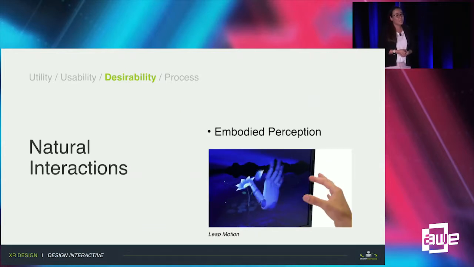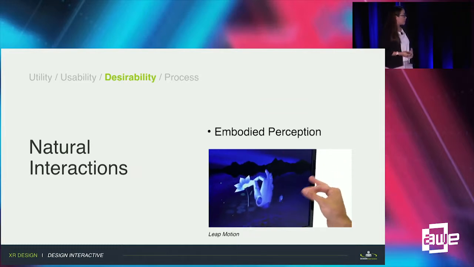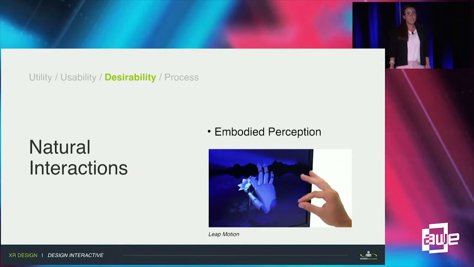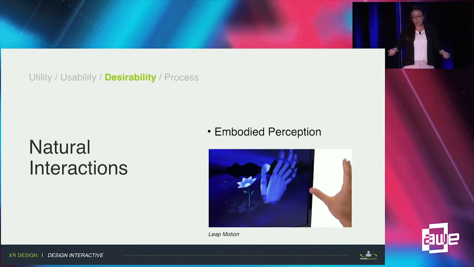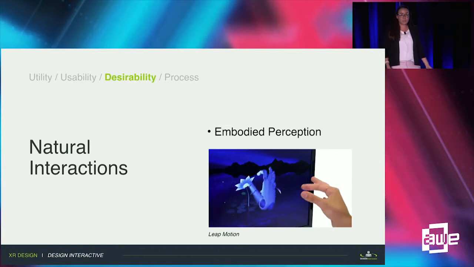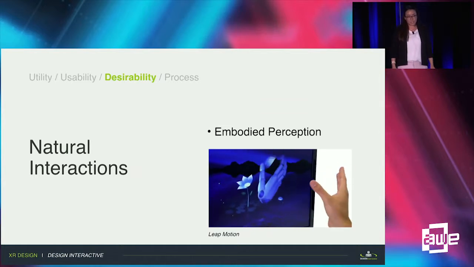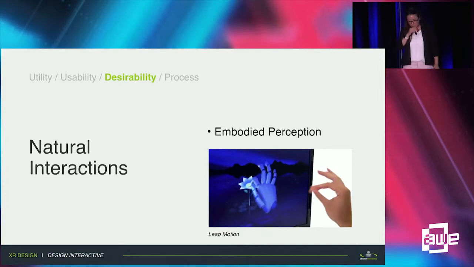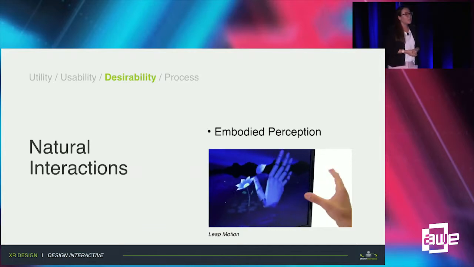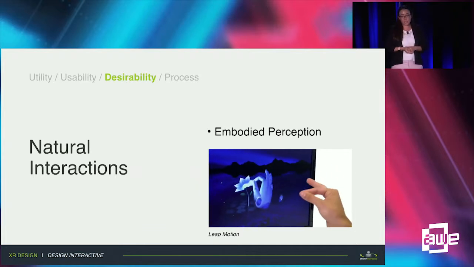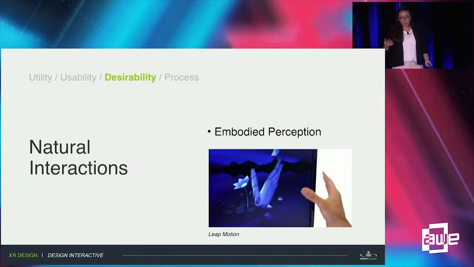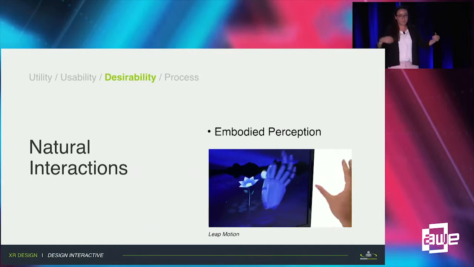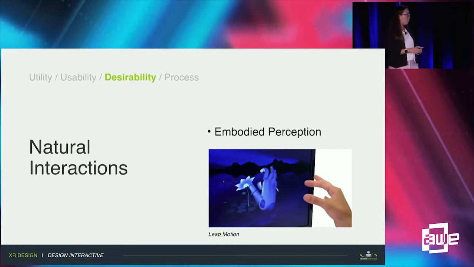The next principle for desirability is natural interactions. And this just means that we need to be able to replicate what we do in the real world in our virtual or augmented environments. So that's an example of Leap Motion. I mean, that's a great example of natural interaction. You're plucking petals like you would in real life. And what's great about natural interactions, especially for VR, is that it's going to lead to embodied perception, where you believe that these virtual limbs or pointers are actually part of you, and that really gets you engaged, immersed, and will lead to presence.